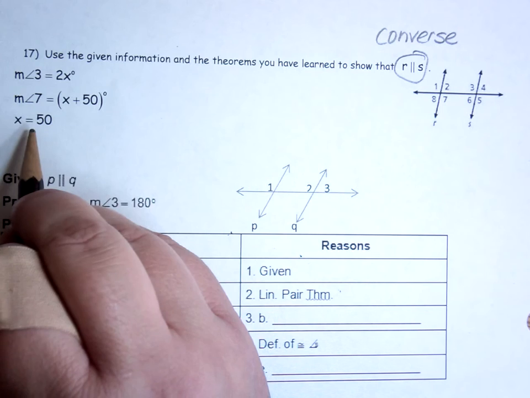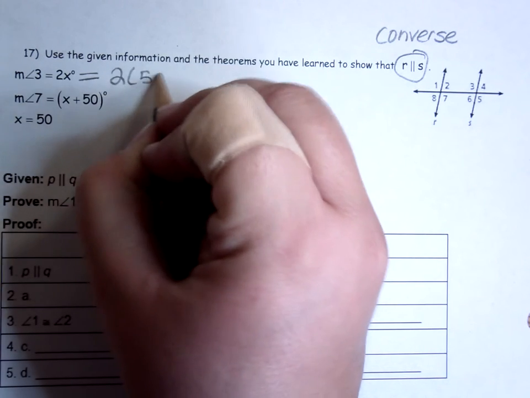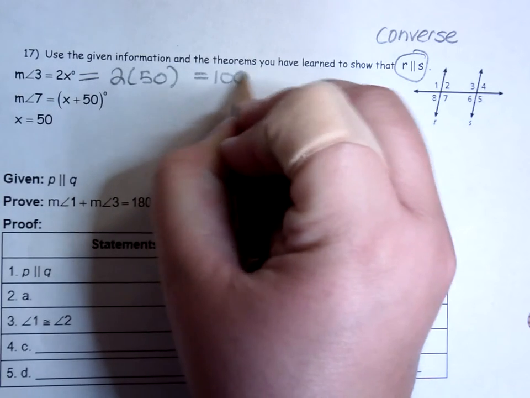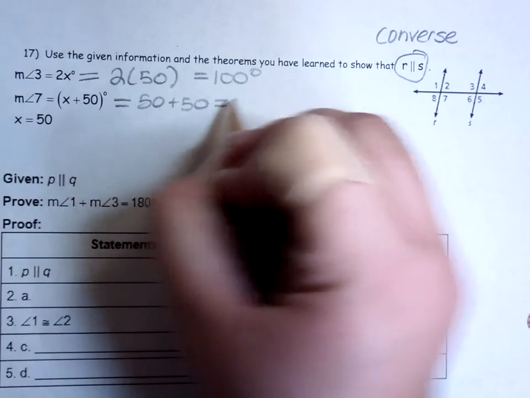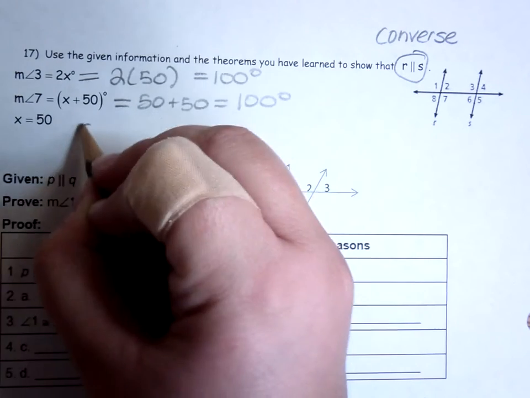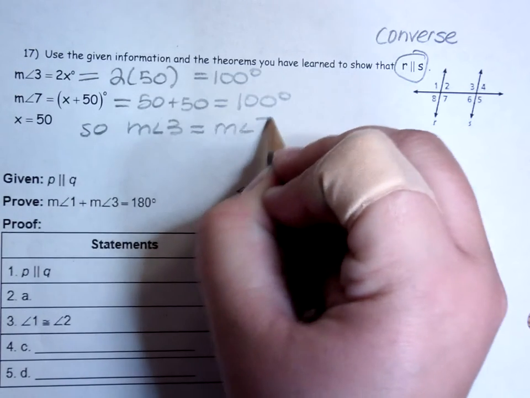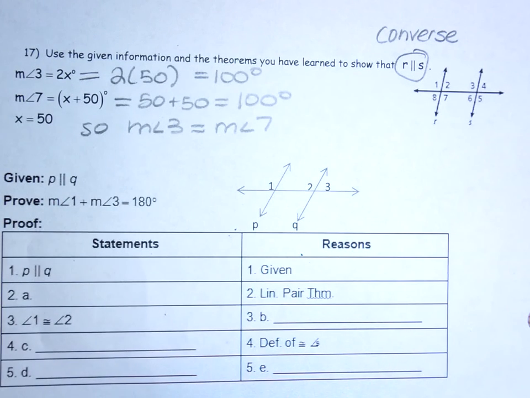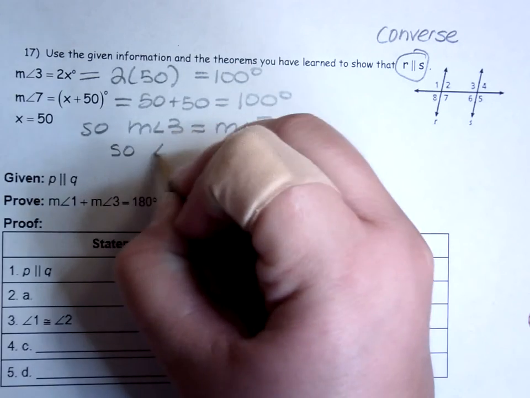So first off, if I know that x is 50, I can plug in 50 and say this is 2 times 50, which is 100. And this is 50 plus 50, which is also 100. So the measure of angle 3 is equal to the measure of angle 7. Okay, that tells me that those two angles are congruent.